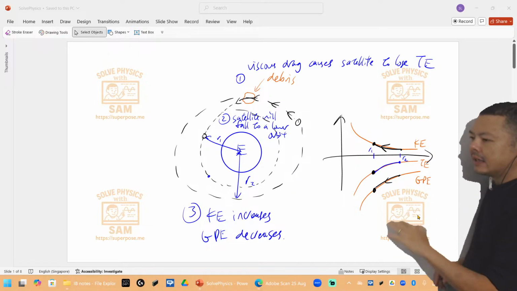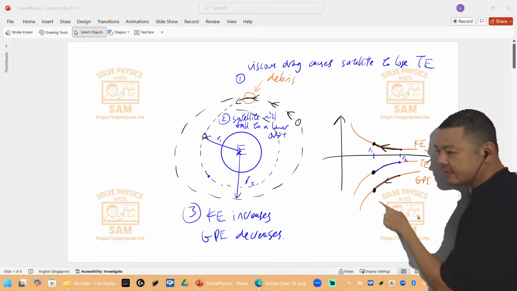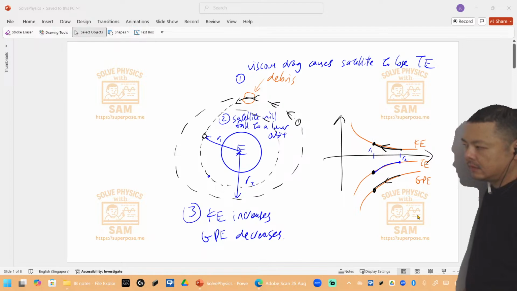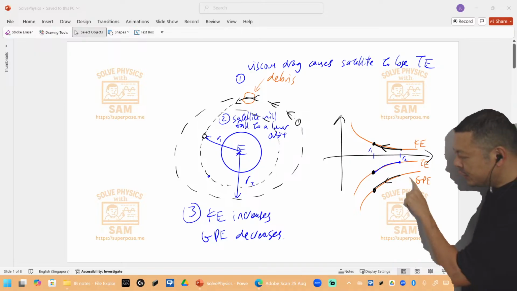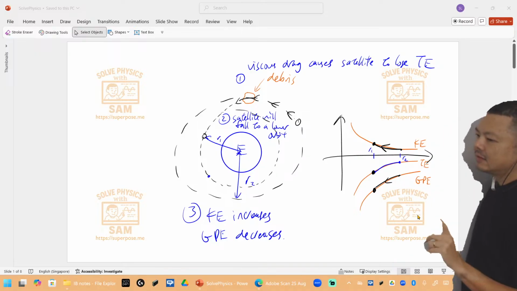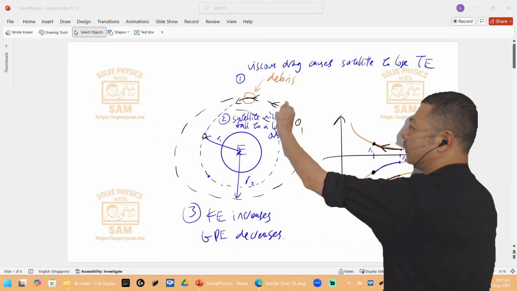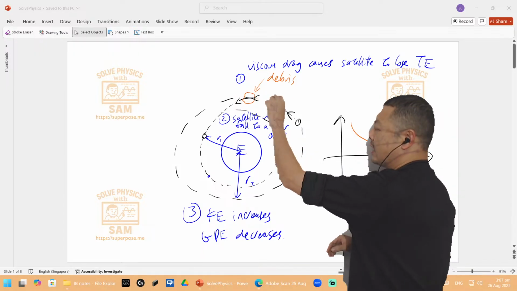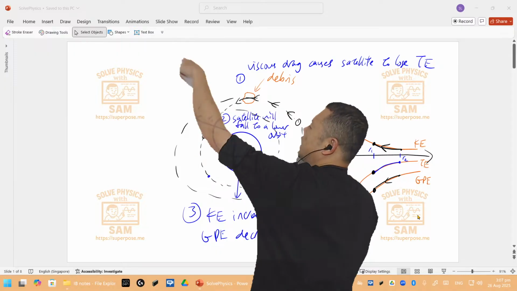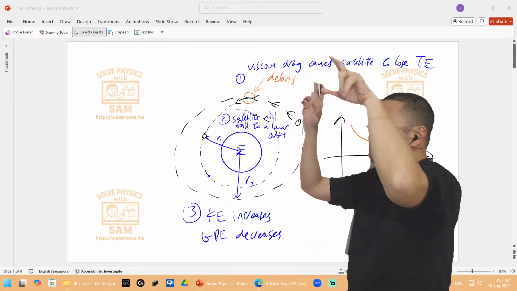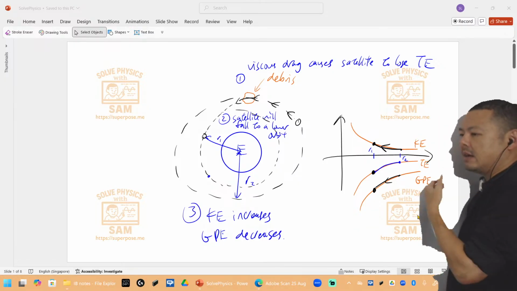That's why I love it when we are a bit more explicit about it. GPE becomes more negative. So you lose GPE. For this satellite to escape the Earth's gravity, it must be able to get to GPE 0, which is technically the maximum GPE. 0 is maximum. The more negative you go, the more GPE you lose.